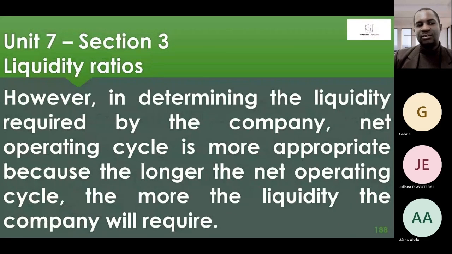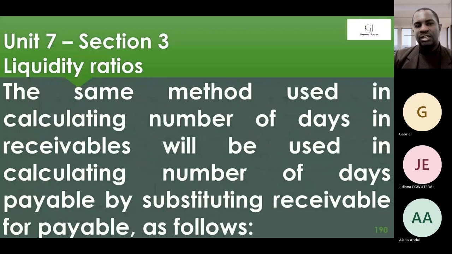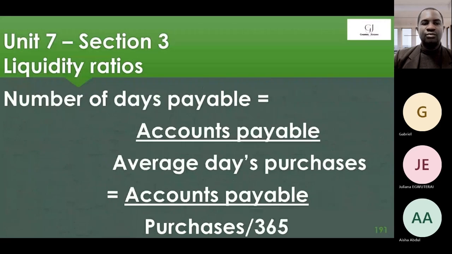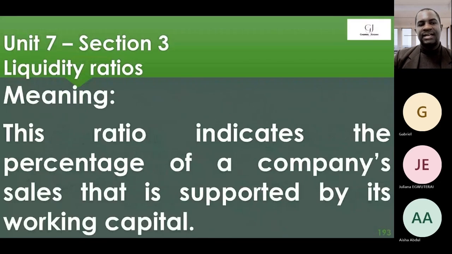Exactly. So in determining the liquidity required by the company, net operating cycle is more appropriate. That's the net working capital management, because the longer the net operating cycle, the more liquidity the company will require. So net working capital is determined by removing the number of days the company enjoys on accounts payable from the operating cycle calculated above. This method is used in calculating the number of days of receivables and calculating the payables by substituting receivables for payables. So we have inventory, like we've seen, we have receivables, and we have payables, and we calculated that cycle.